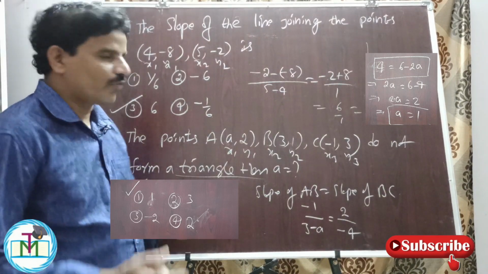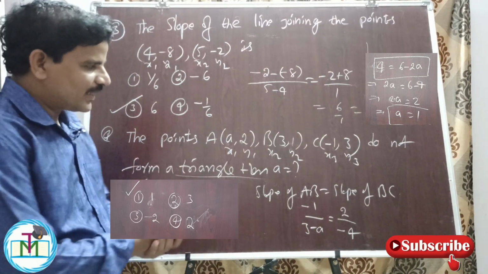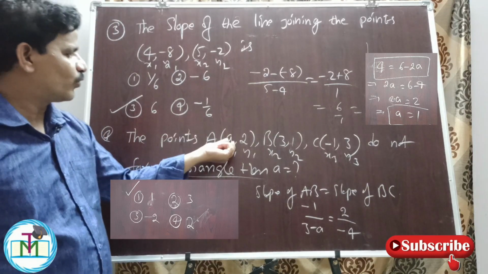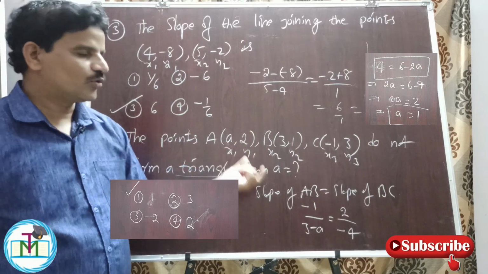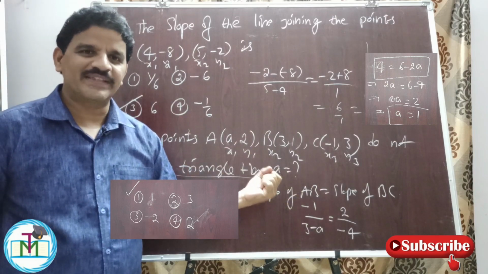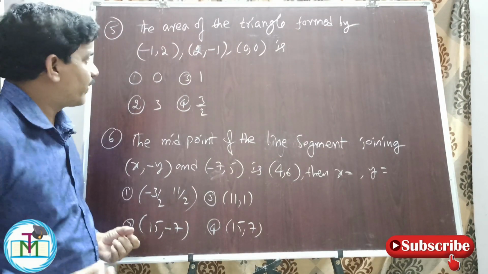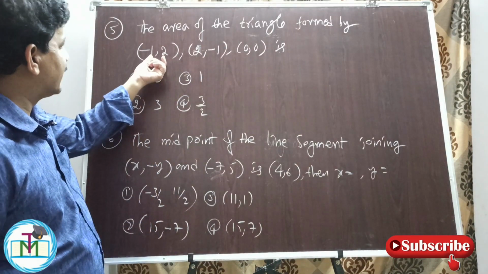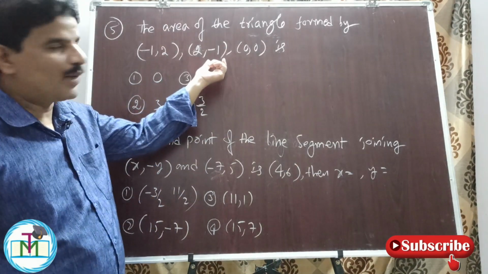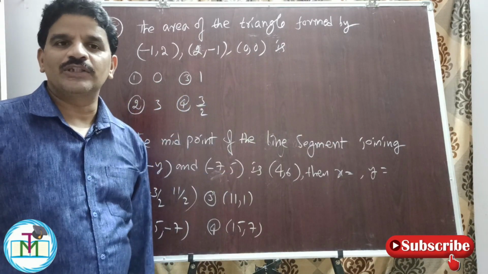So therefore, whenever 3 points are given and they are asked to find some unknown value, a value or p value, we have to use the formula slope of AB is equal to slope of BC. Question number 5. The area of the triangle formed by the vertices minus 1 comma 2, 2 comma minus 1 and 0 comma 0 is.